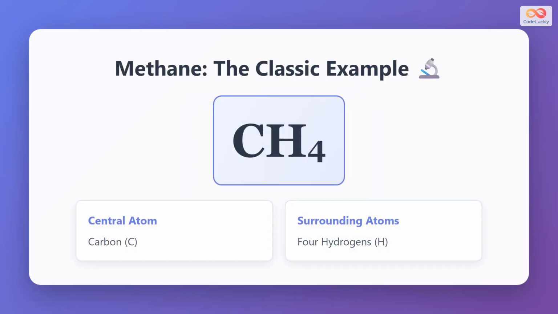Methane, with the chemical formula CH₄, is the perfect example of tetrahedral geometry. In this molecule, carbon serves as the central atom, and it's surrounded by four hydrogen atoms. Each hydrogen is positioned at one corner of the tetrahedron. The carbon-hydrogen bonds all point away from each other at that magic angle of 109.5 degrees, making methane a perfectly symmetric tetrahedral molecule.